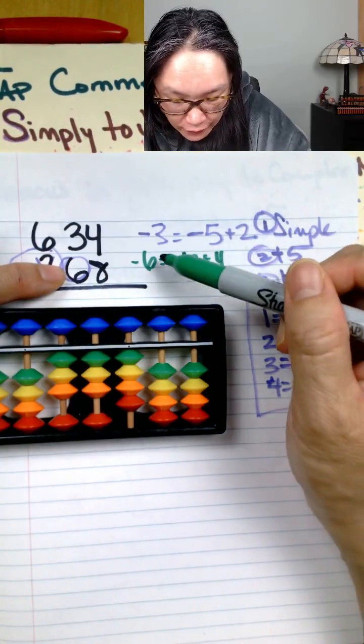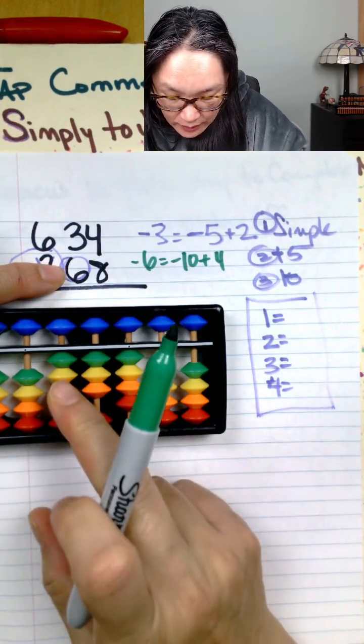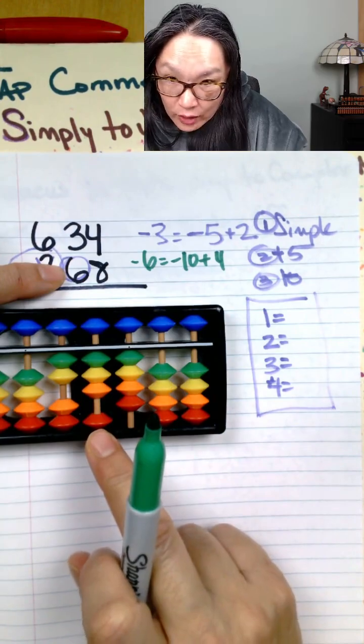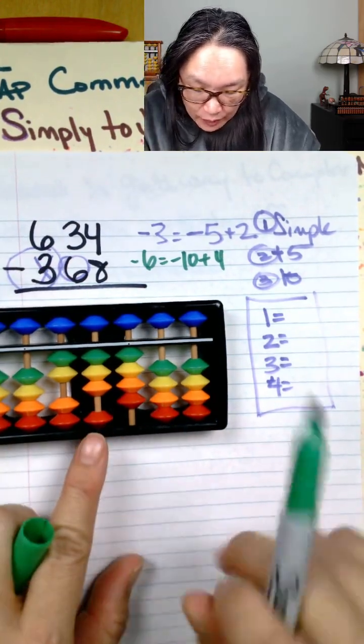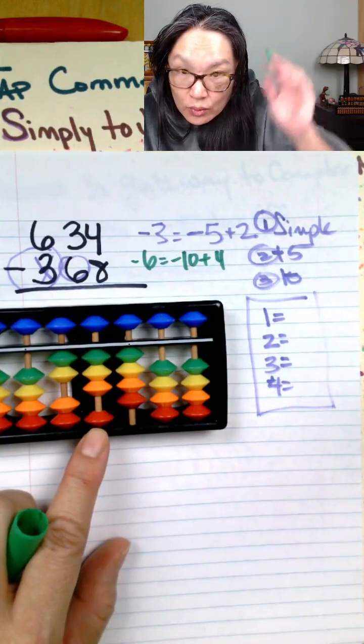Yeah. So the first thing we do is we have to take away the 10 and plus the 4, right? So we take away the 10 and we're going to add the 4. Again, simple, right? Simple is, can I add the 4? No, I can't. So what do I do next?